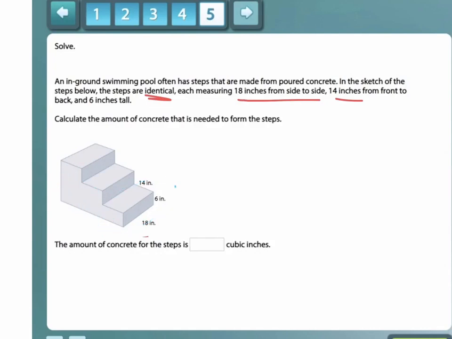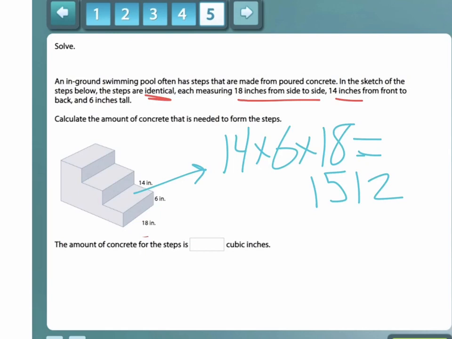Or we can find the volume of 3 separate parts, like this, if I split them this way. So this would be the volume of 1, this would be the volume of the second one, and this would be the volume of the third one. I'll do it both ways and show you the difference. I calculated the volume of the first step, and it's a 14 by 6 by 18 step, and that gives you a total of 1,512 cubic inches.